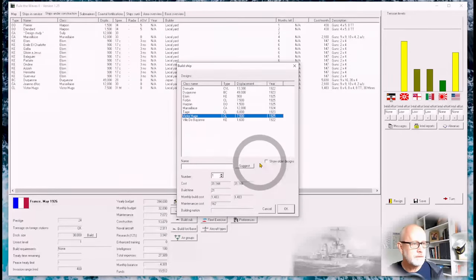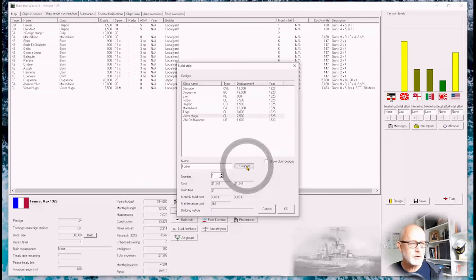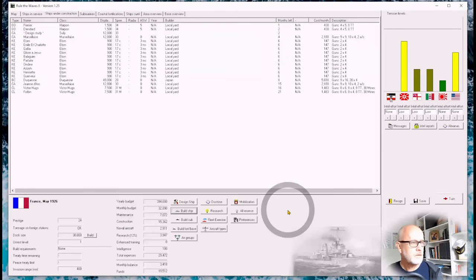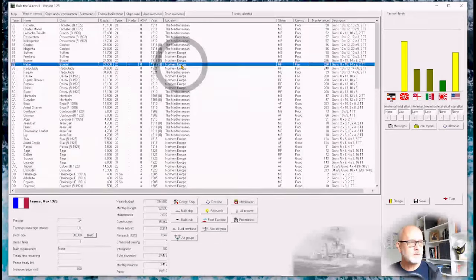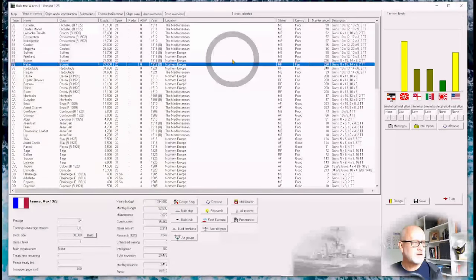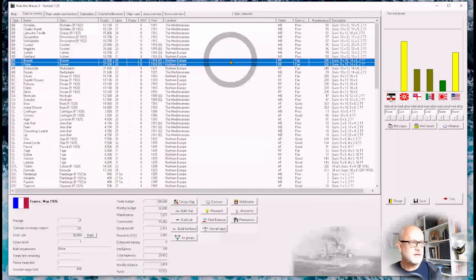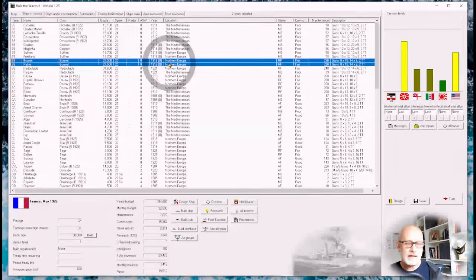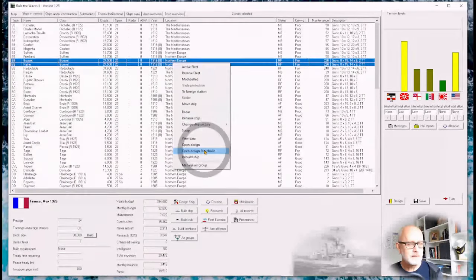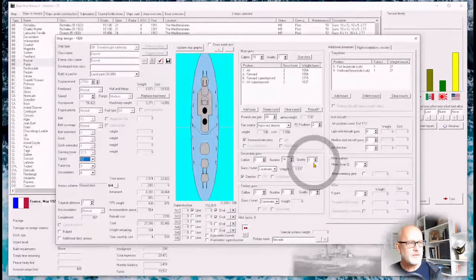Build Victor Hugo. Definitely wants to call it Forbin. Okay, that's that. Now, we still have a monthly balance of just under 3,500. With that, first of all, I'm going to deal with some of these obsolescence, which are serious. So the Bouvets, for example, are 2nd newest battleships and are already 10 years old. So let's see what we can do with them.